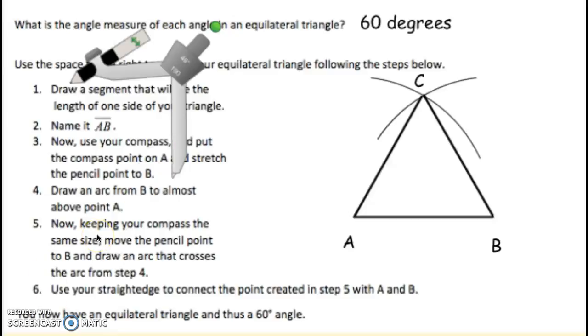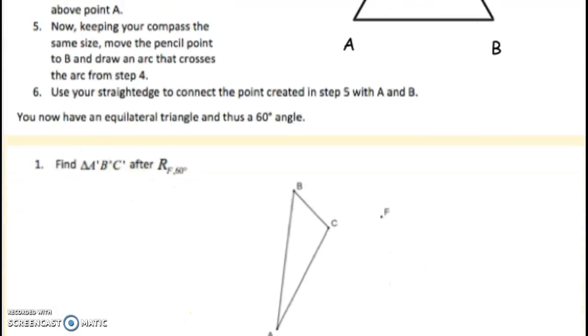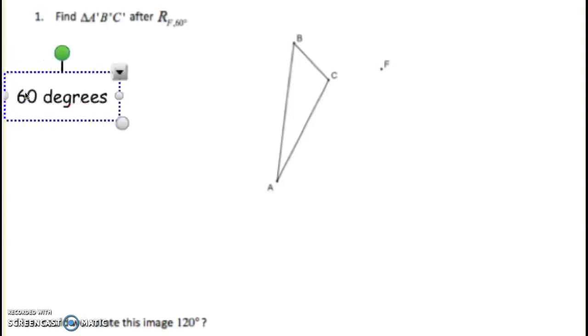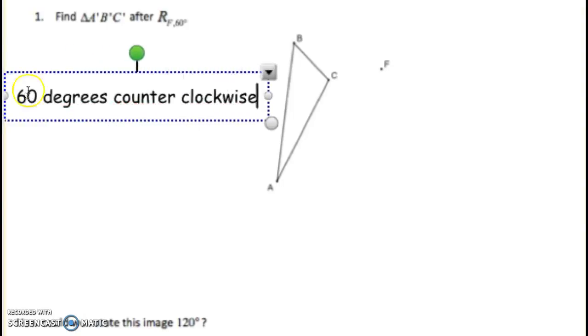So now what we're going to do is use the fact that we know what a 60-degree angle looks like, right? It's any of these angles in my equilateral triangle, to actually rotate a point 60 degrees. So right here, it says find triangle A prime, B prime, C prime after a rotation around F of 60 degrees. So that's that notation. F is my center, 60 degrees is my amount. And remember that this means 60 degrees counterclockwise, because clockwise would be a negative rotation.